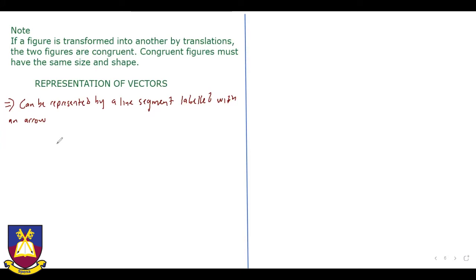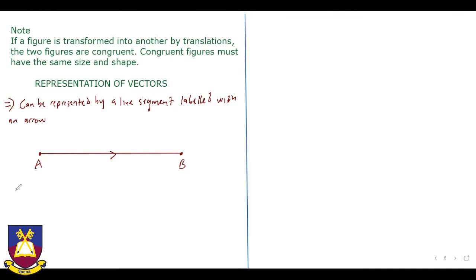An arrow which will be indicating the direction. So for example, if I have this, starting here at A and ending here at B, then if I put an arrow, this is a vector. This is vector AB moving from A to B. So the direction is from A to B.